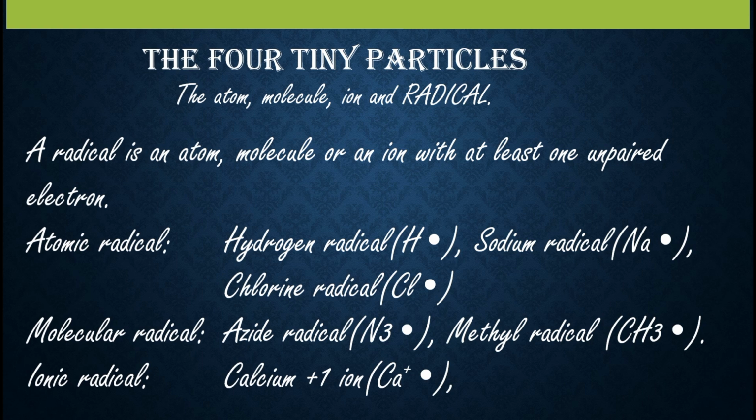Let me say this again, because sometimes our textbook does not make it clearer for us, and when we enter higher institution and they bring up the word radical, we get confused. Pay attention to it again. A radical can be an atom, it can be a molecule, or it can be an ion. But one thing you should know is that it must have at least one unpaired electron.